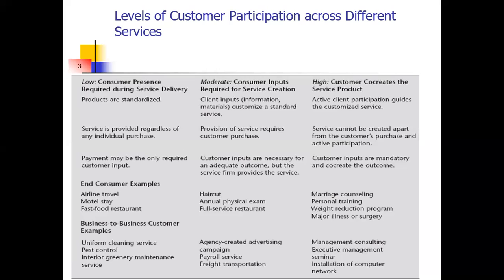Services cannot be created apart from the customer purchase and active participation. Means you have to purchase your services and you have to have an active participation. Then only the services can be created. Customer inputs are mandatory and co-create the outcome. Example, marriage counseling, personal training, weight reduction program.